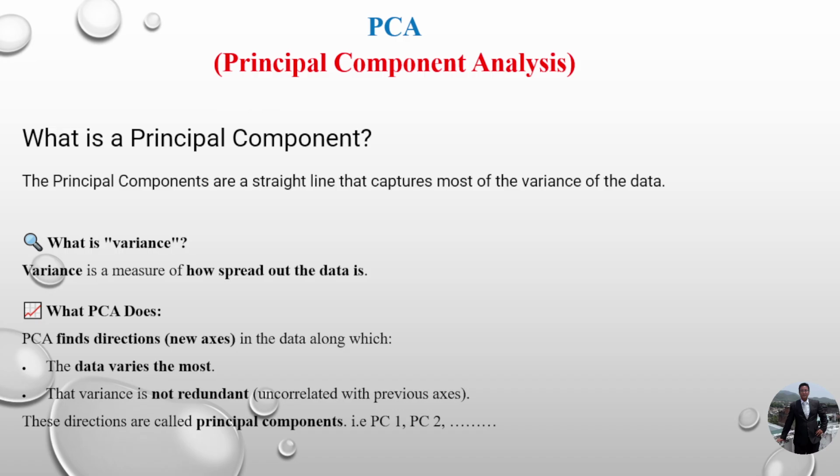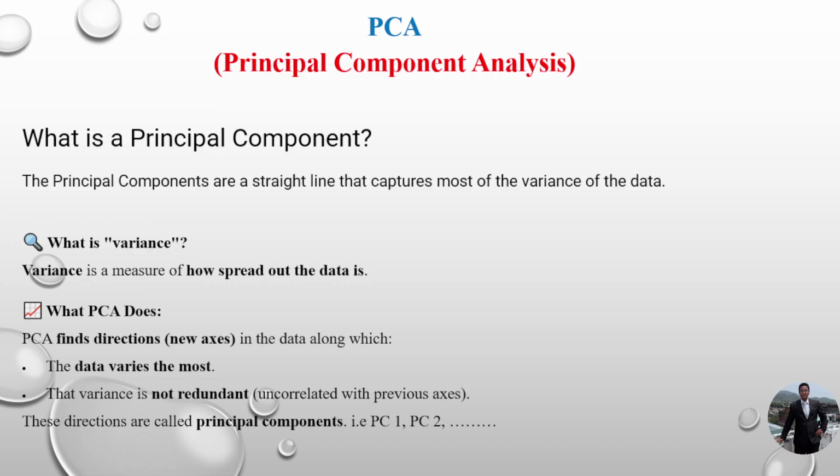What is principal component analysis? Generally, what is a principal component? The principal components are straight lines that capture most of the variance of the data. They have direction and magnitude. Principal components are generally orthogonal projections. They are the perpendicular projection of data onto a lower dimensional space.